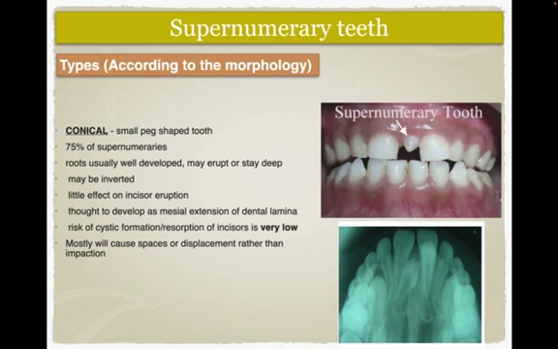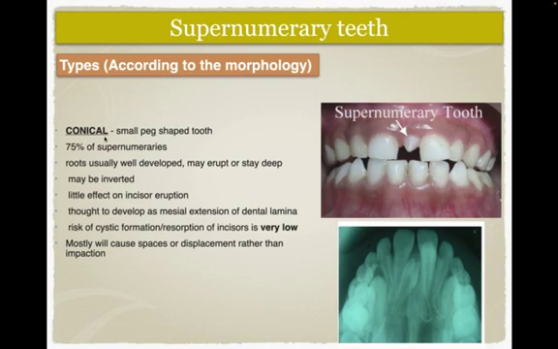Now, if we're going to classify the supernumerary, they can be classified either according to the location where they are in the mouth or according to the morphology. If we classify them according to the location, if they're located in the anterior maxilla, they're called mesiodens. If they are located at the premolar area, they're called parapremolar. If they are found at the area of the molars, we call them paramolars. So that's a classification according to the location. But the most common classification that we use is according to the morphology.